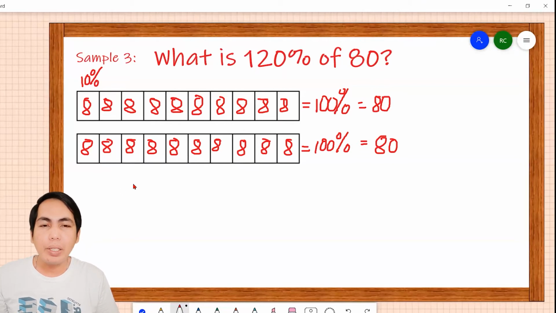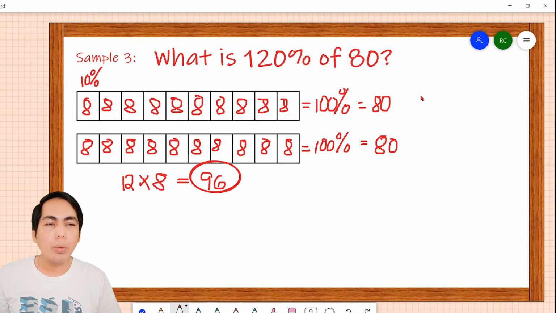So to get the percentage of 120% of 80, we have to multiply 12 units times 8 per unit to give us 96. So therefore, the percentage is 96.